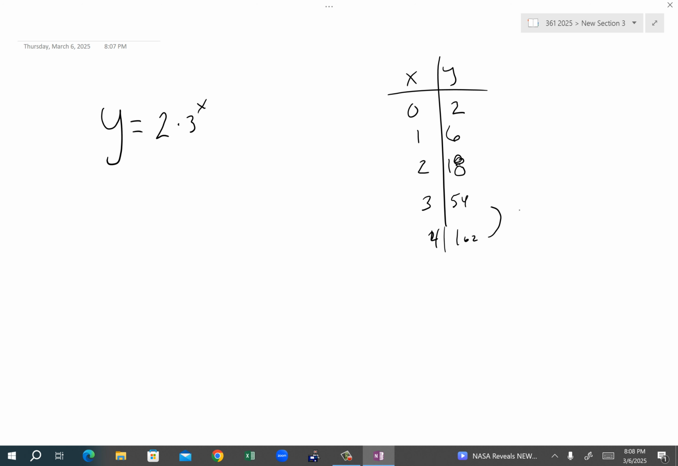What is 162 divided by 54? 3. What is 54 divided by 18? It's 3. What's 18 divided by 6? It's 3. What's 6 divided by 2? It's 3. That pattern right there, where you're timesing by the same amount every time, is a dead giveaway that you're looking at exponential growth. Okay? But here's my question to you. Suppose x was the number of years your money was in a savings account.